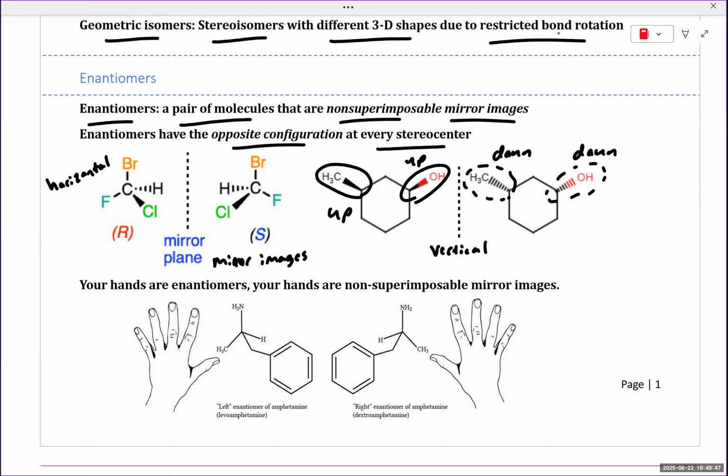One easily relatable example of enantiomers would be your hands. Your hands represent a pair of non-superimposable mirror images. If you try to place your hands right on top of each other, you notice that they do not perfectly overlap. So again, enantiomers are a pair of molecules that are non-superimposable mirror images, and one way you can tell two compounds represent a pair of enantiomers is that enantiomers have the opposite configuration at every stereocenter.